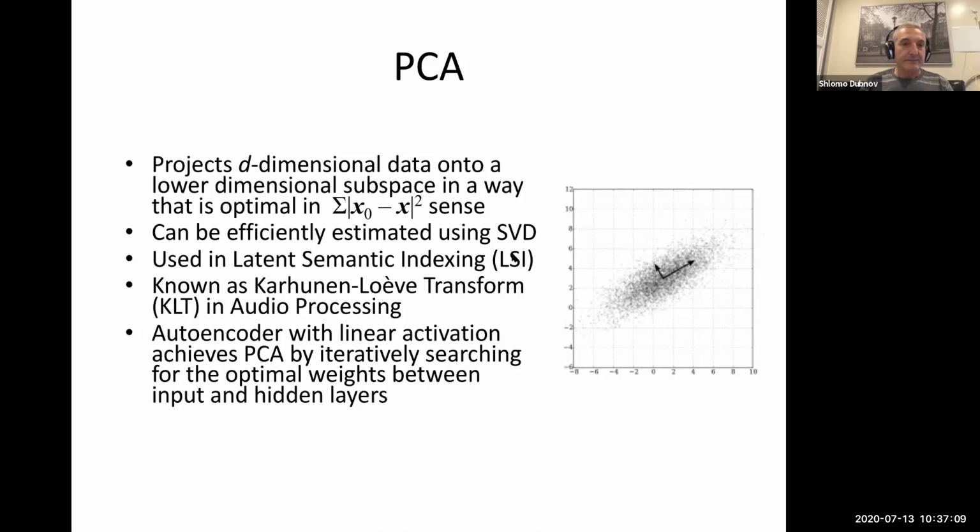I mentioned already that this is used in latent semantic indexing and latent semantic analysis, known as KLT, Karhunen-Loève transform. And our goal will be to show that an autoencoder with linear activation achieves PCA by basically running the autoencoder through this iterative process without an activation function. So this will be the goal of this presentation.